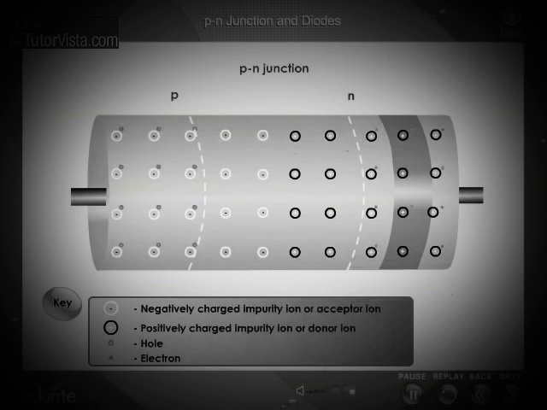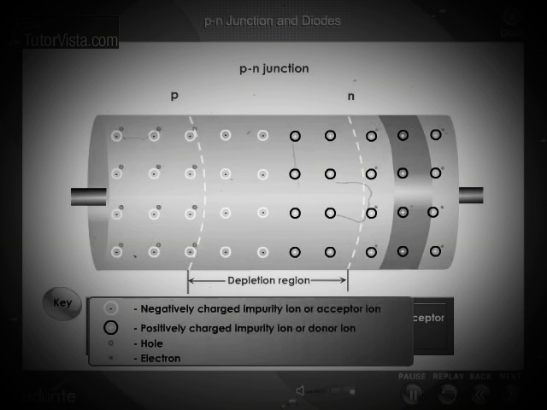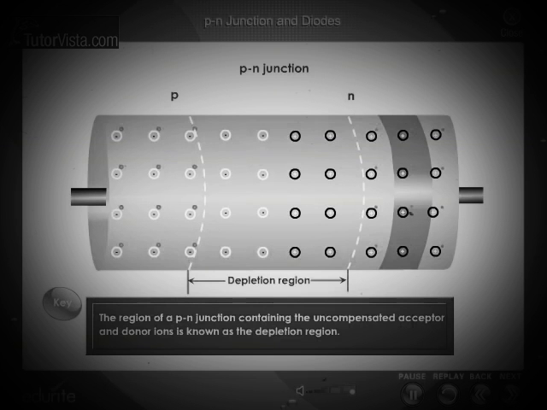As a result, the positive donor ions in the N region and the negative acceptor ions in the P region are left uncompensated, and this region forms the depletion region. The region of a P-n junction containing the uncompensated acceptor and donor ions is known as the depletion region. This region is named so because it is depleted of mobile charge carriers.